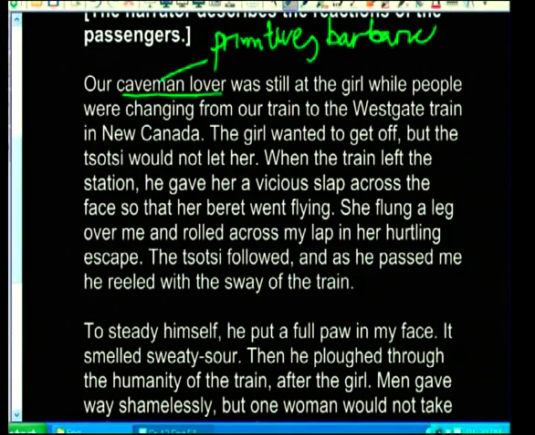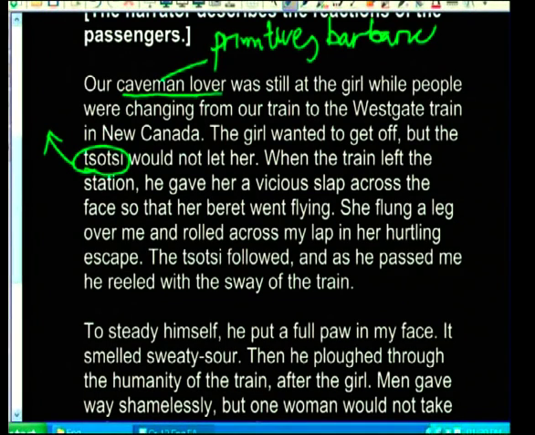Was still at the girl while people were changing from our train to the Westgate train in the New Canada. That gives you an idea of the setting. The girl wanted to get off, but the tsotsi. Okay, this is a typical South African word. You've got to analyze what it really means. It means someone who can be regarded as a gangster.